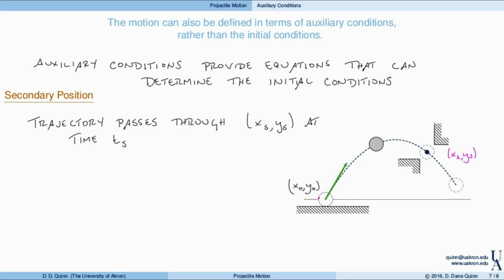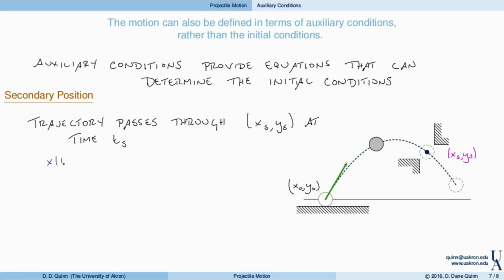And here the question would be, what are the initial conditions that are required to make this happen, right? What's the initial velocity, for example, needed so that the particle passes through this point? Well, we'll essentially look at the equations for the trajectory. We need the position of the particle at the final time ts to be equal to xs and ys.